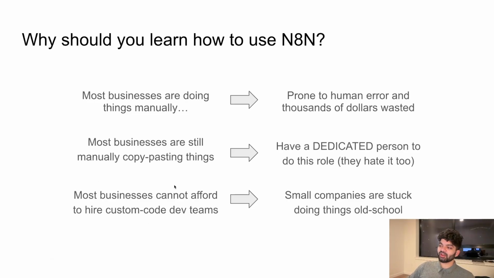And the last thing I want to point out is that most businesses cannot afford to hire custom code development teams. There's this weird rift that I feel like no one talks about, where the enterprises of the world can build their own development team and get all this stuff done for them. But the small and oftentimes even medium-sized businesses can't afford custom code development teams, right? They just don't have the money. So they're stuck doing things the old school way, wishing there was a better way. So using no code, and specifically N8N, will allow you to do what these custom code development teams do, but do it for cheaper and in less time.